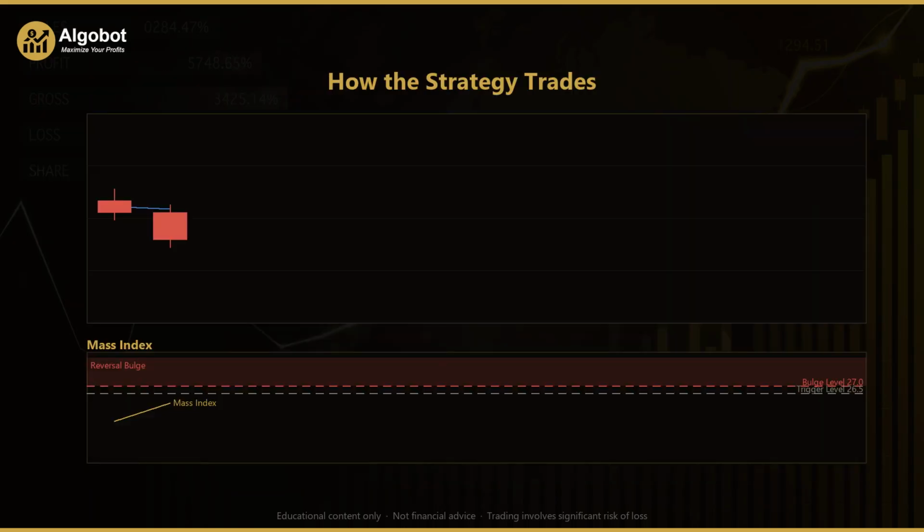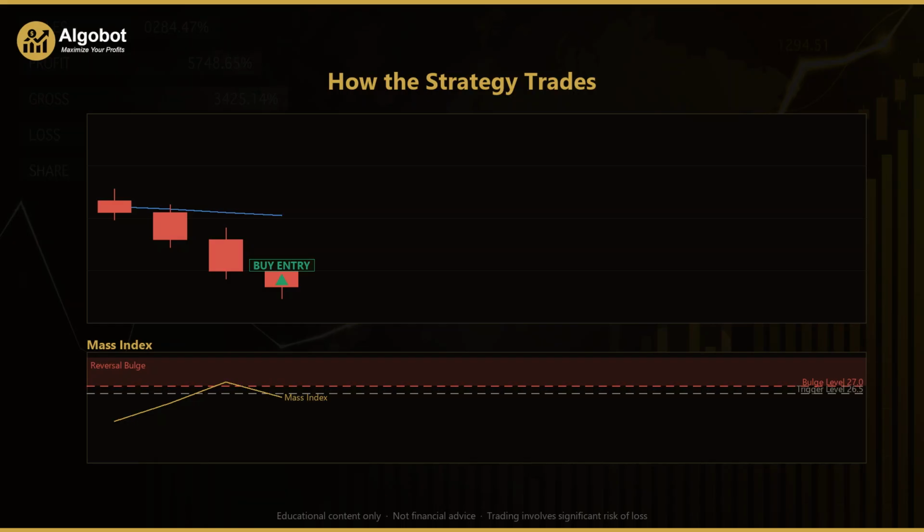Let's bring the logic to life on this illustrative chart. Along the price candles, you can see the blue trend EMA weaving through the middle, and in the panel below, the gold mass index line with two dashed levels, the bulge level at 27 and the trigger level at 26.5. The shaded band above 27 is the reversal bulge zone. Watch how the panel and the price move together.